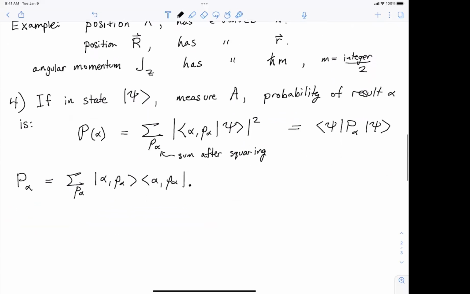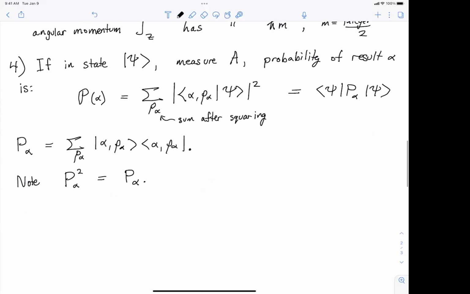All right, so notice that projection operators have a very special property. Any projection operator, if you square it, gives you back the original projection operator.